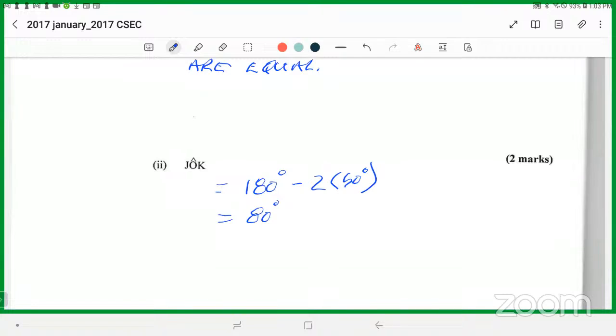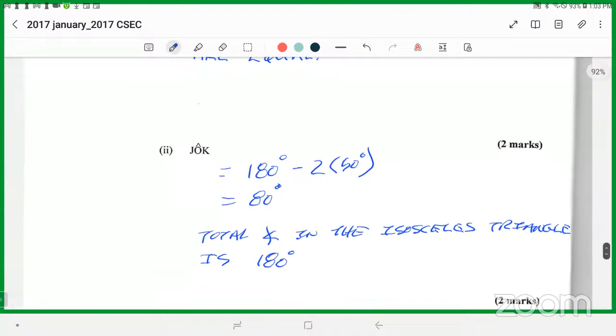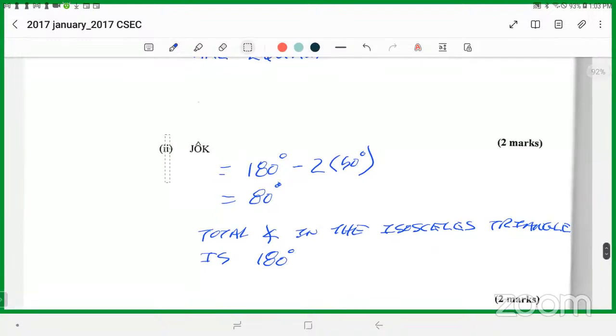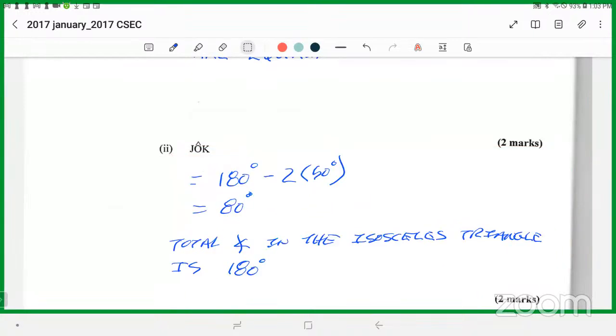Total angle in the isosceles triangle is 180 degrees. That's the reason. Total angle in the isosceles triangle is 180 degrees. That's why we have 2 times 50 right here.